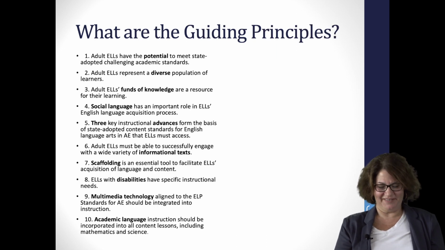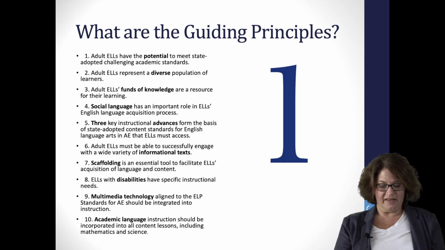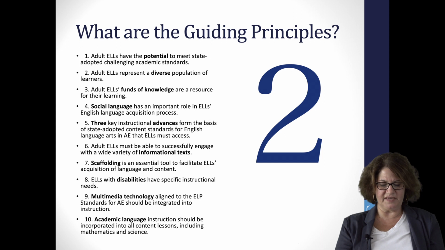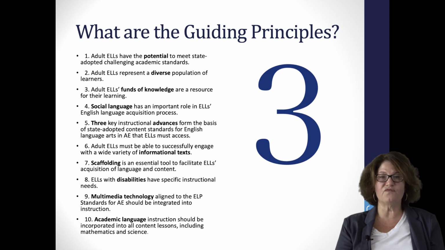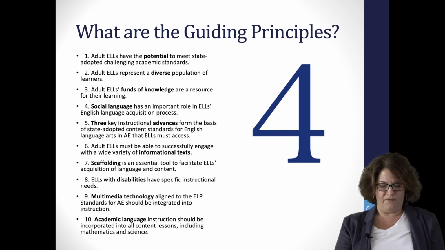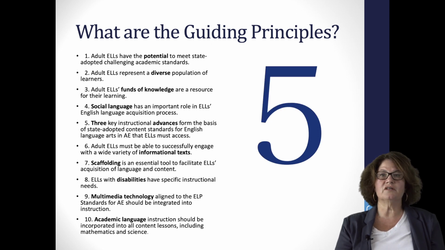What are the guiding principles? Number 1, adult ELLs have the potential to meet state-adopted, challenging academic standards. Number 2, adult ELLs represent a diverse population of learners. Number 3, adult ELLs' funds of knowledge are a resource for their learning. Number 4, social language has an important role in ELL's English language acquisition process. Number 5, 3 key instructional advances form the basis of state-adopted content standards for English language arts in adult education that ELLs must access.